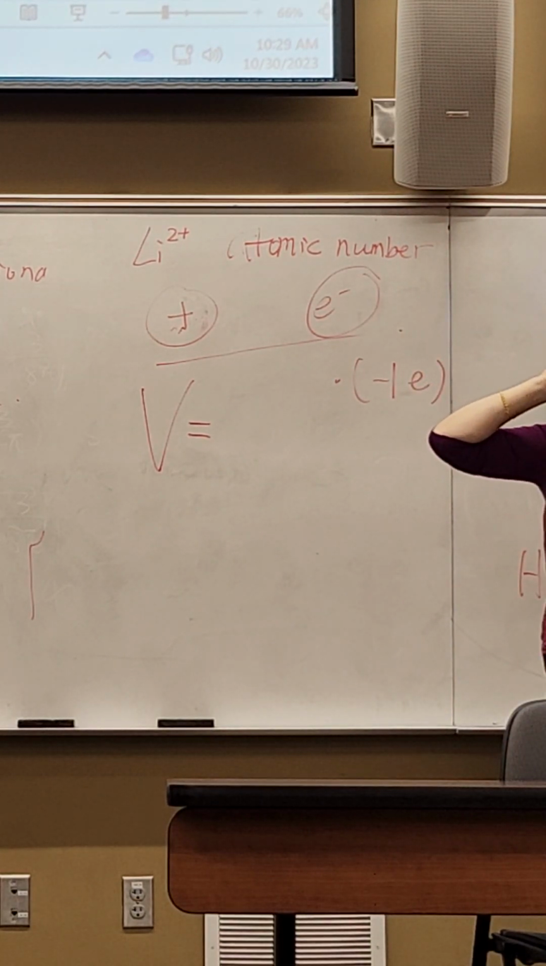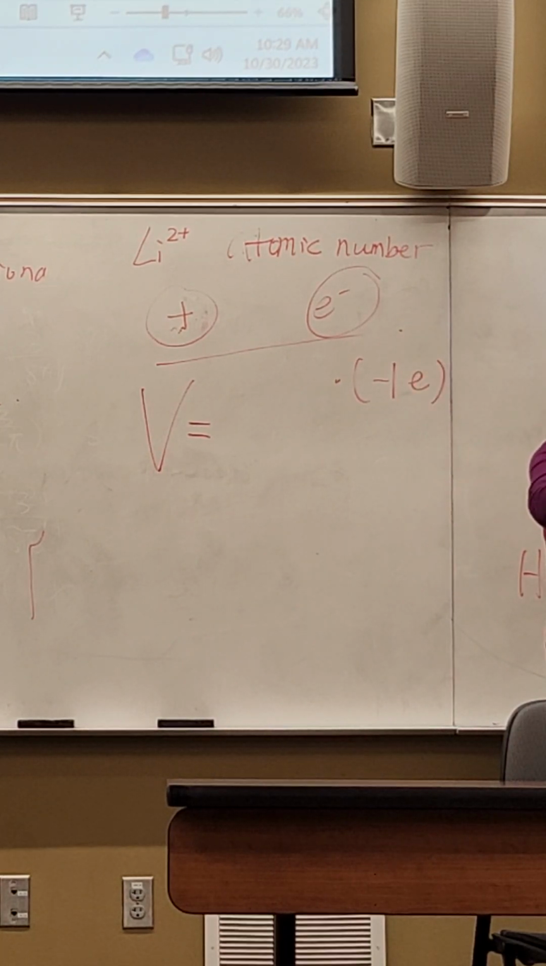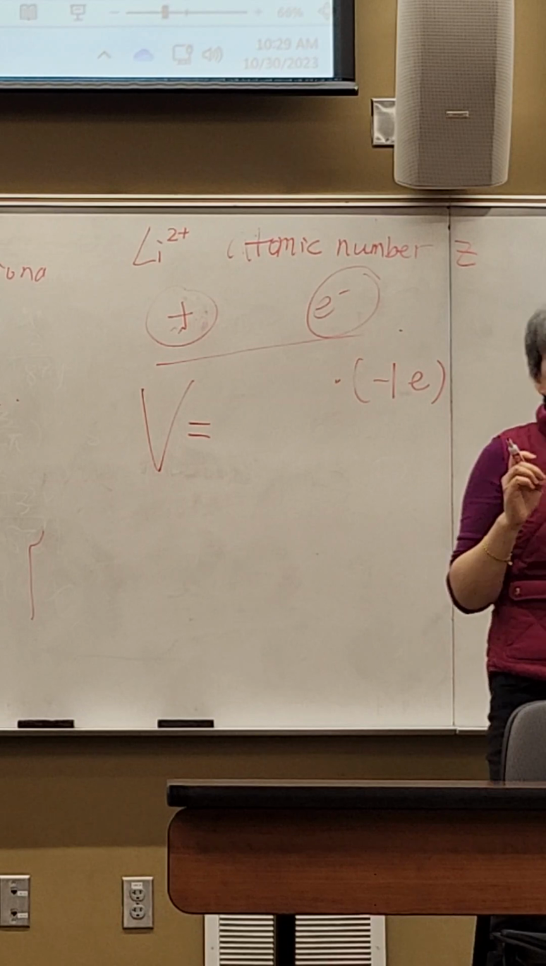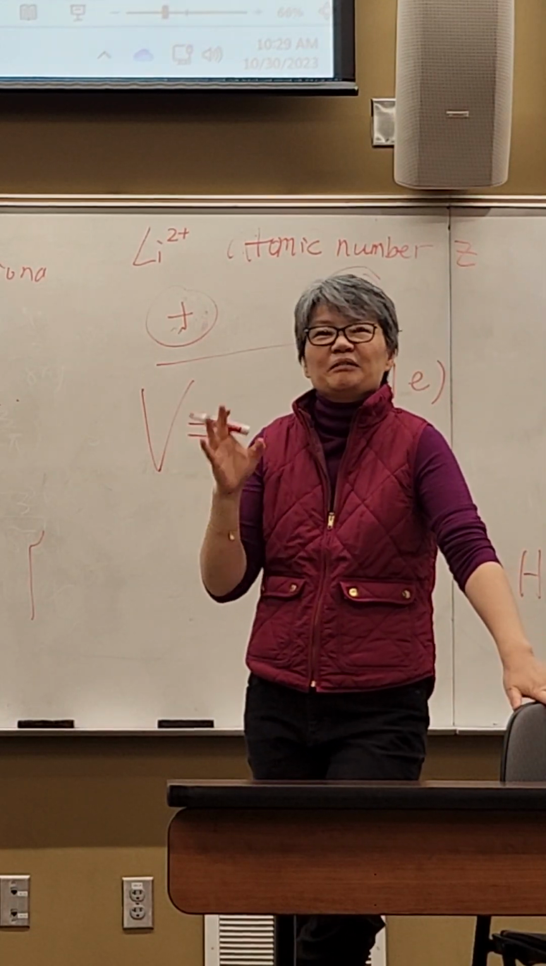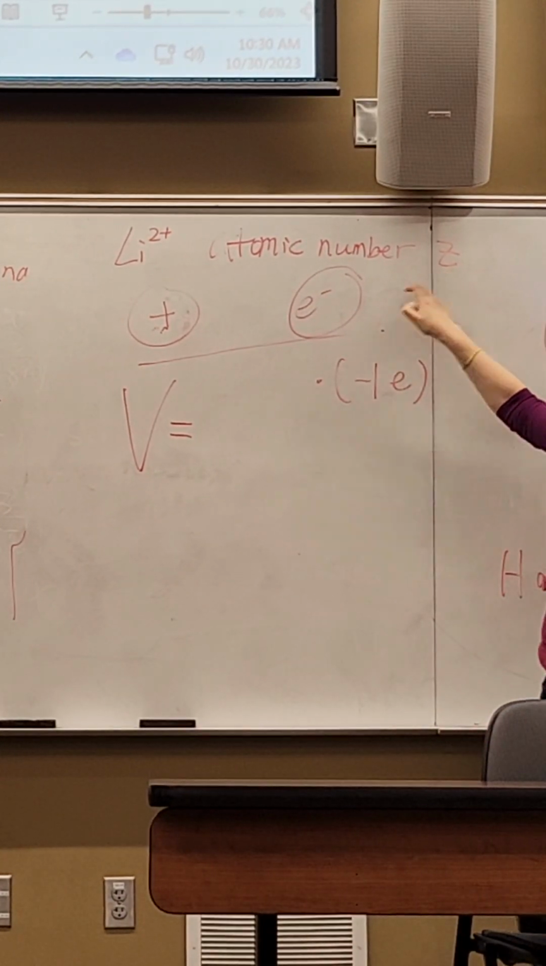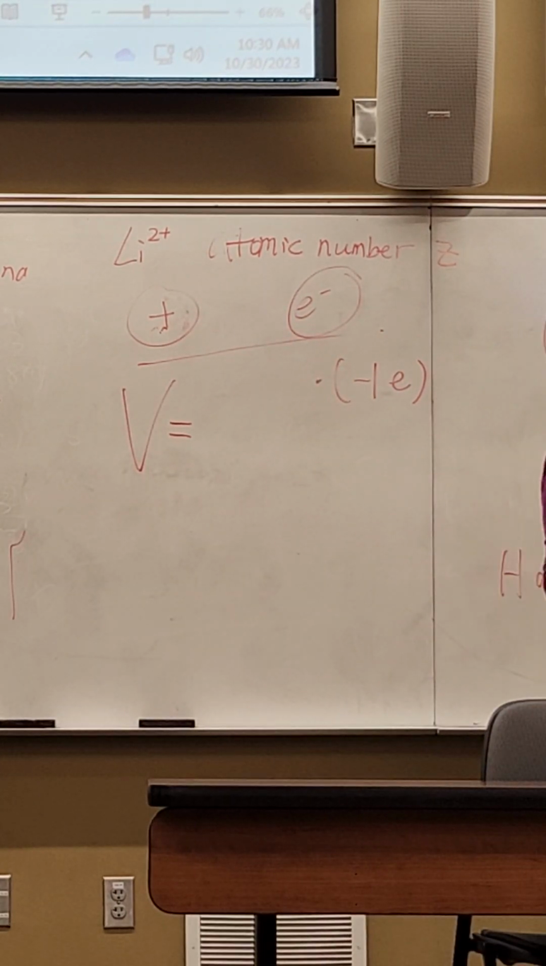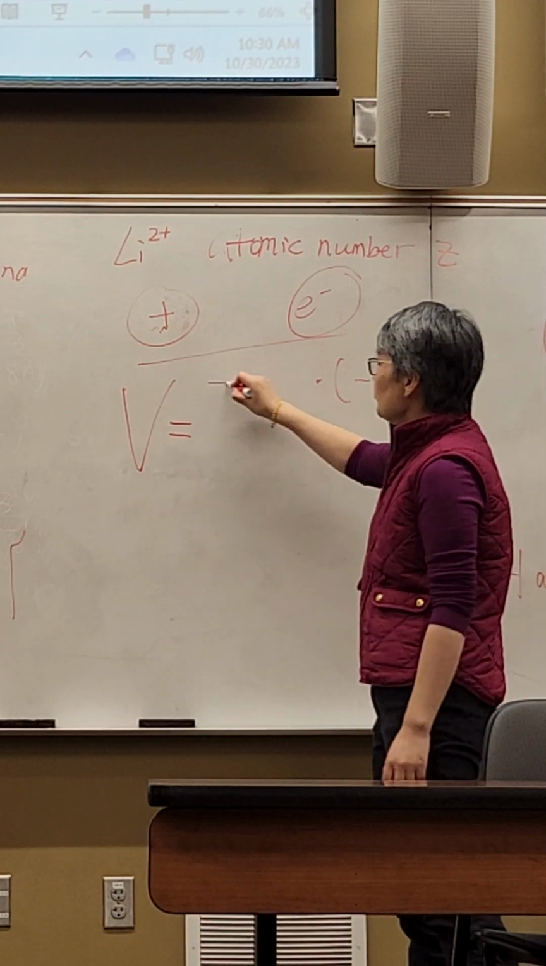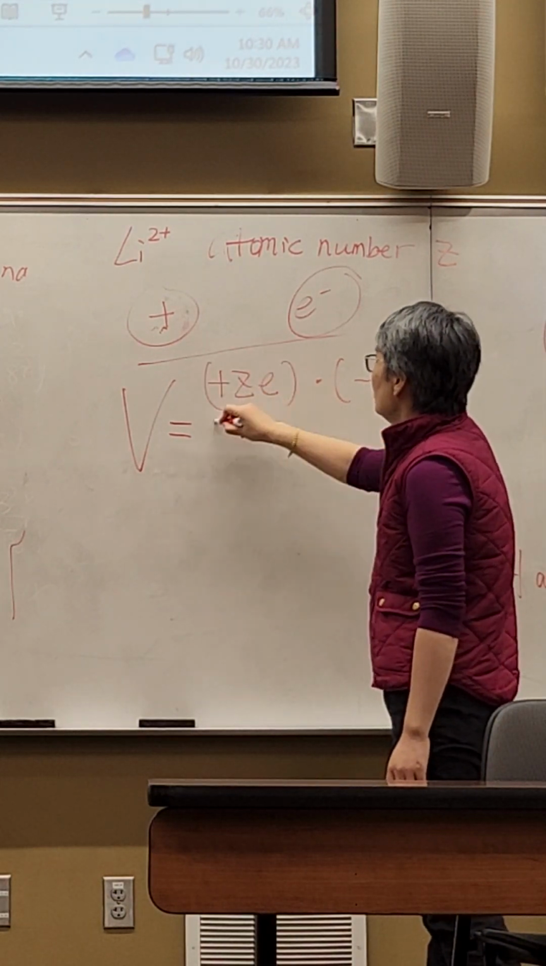We use what symbol to refer to atomic number? In your Gen Chem or any classes you're exposed to? Typically we use Z to refer to atomic number. Okay, now the atomic number for lithium is 3. How many protons do we have? 3, the same as your atomic number, right? So therefore, I can just use it as a positive Z times that fundamental charge.